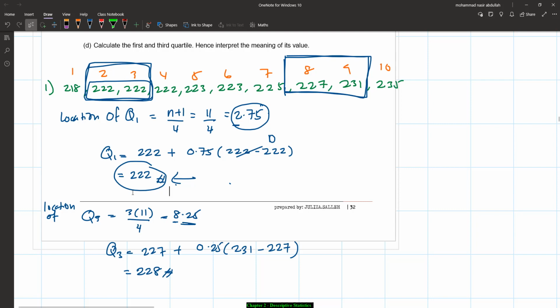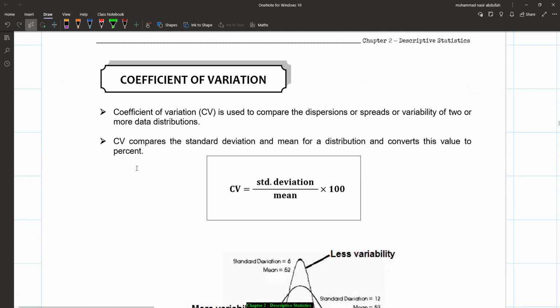Boleh? Ada soalan? Is there any question before we proceed for the last subtopic for this chapter? No, sir. Right. Good. So now we move to the coefficient of variation.